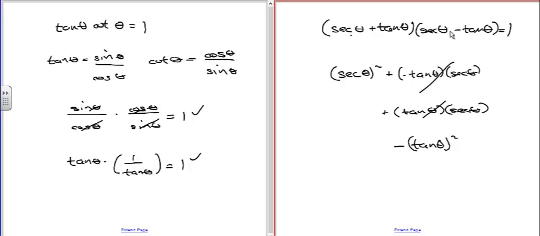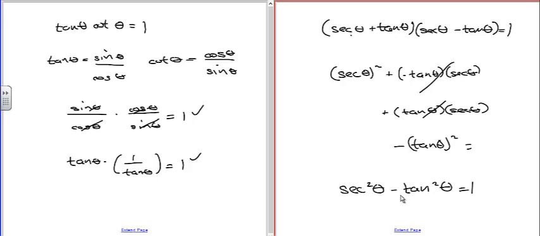And then you have minus tangent of theta squared. So you got negative. And we could rewrite secant of theta squared as secant squared theta. It's just a more compact form. Do the same thing there. So you get that result.